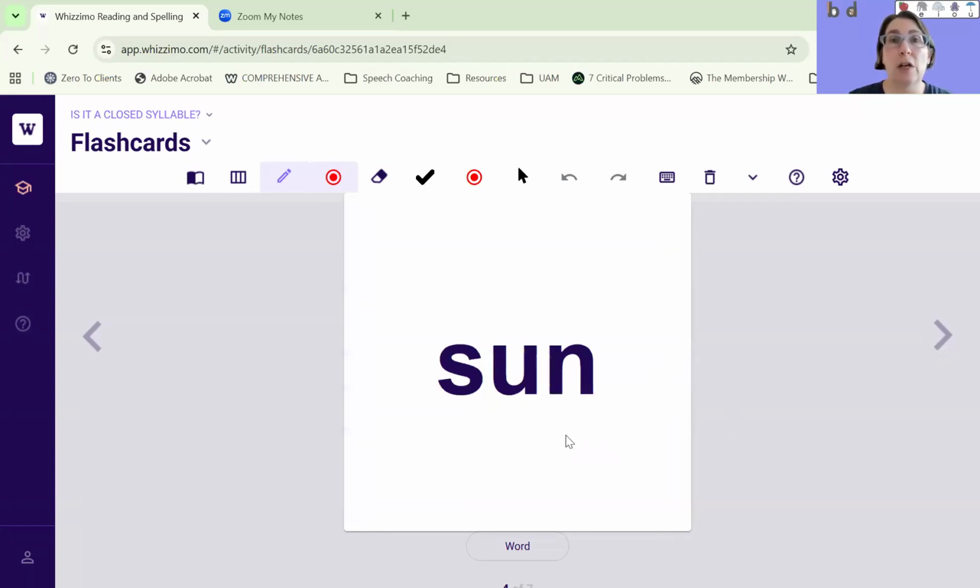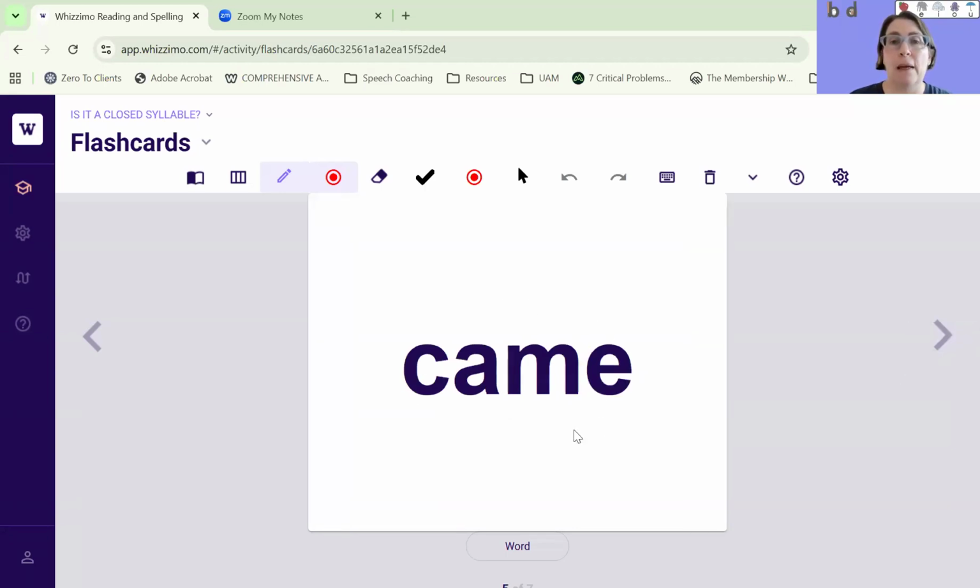Here's our next one. How many vowels do you see? I see one. It's a U. What is after that vowel? I see a consonant. It's an N. That makes this a closed syllable. So that U is going to make its short sound. Sun. Closed syllable. Great job.